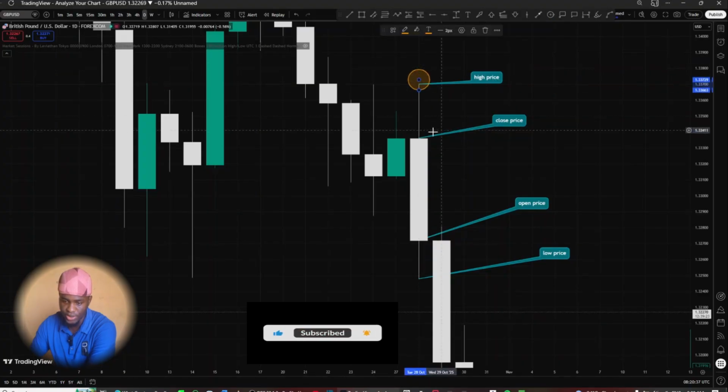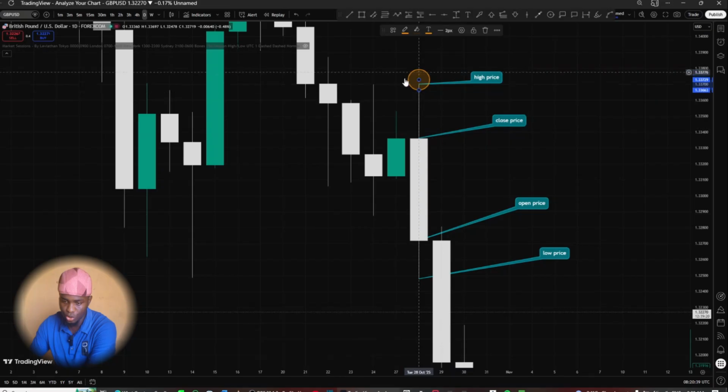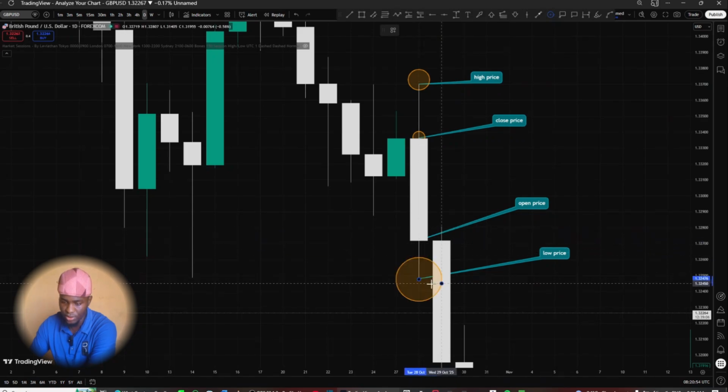Now we had the open price right here. We had the low right here, and now we had the close price right here. Knowing the different price points of the candle creation is not enough. So we're actually going to go back into the chart to explain the reason why that candle was created. What was behind the scenes of the creation of that candle.